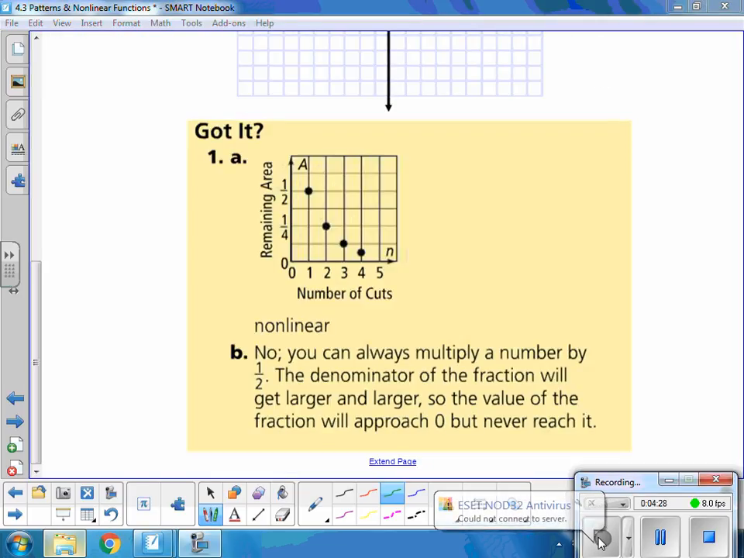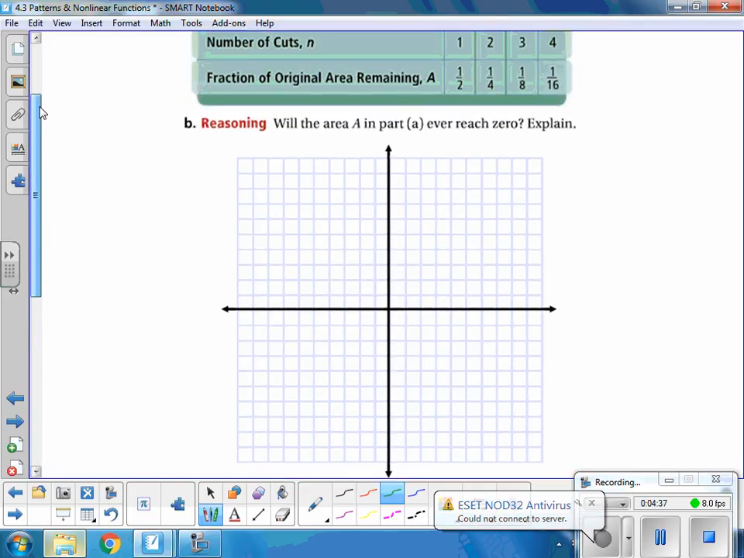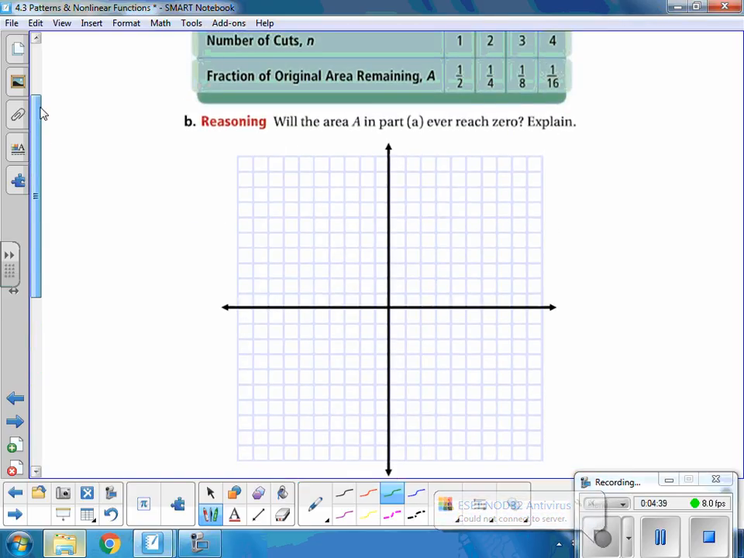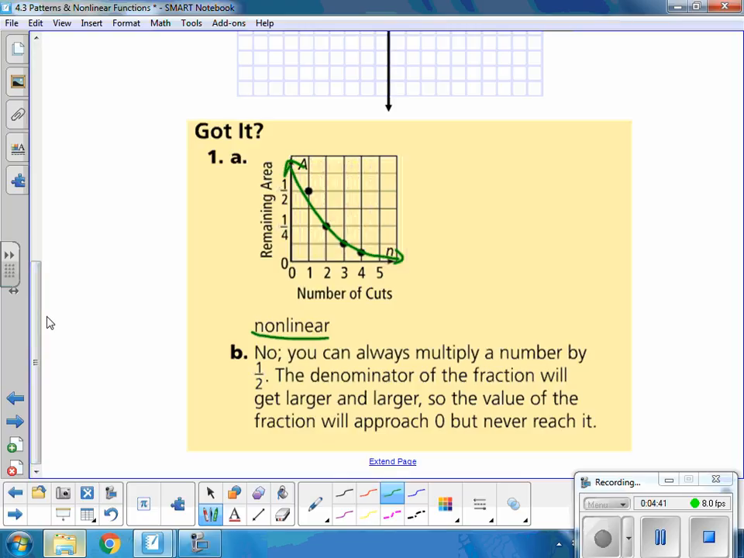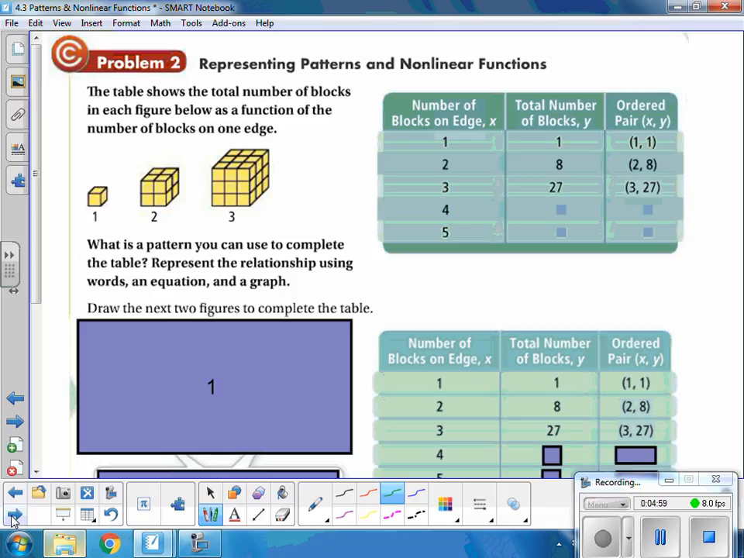All right, this is what we got. And it looks like it's this nice curving relationship going on here, and because it curves, it is not linear. And the question up here is asking me, will the area A in part ever reach zero? It will not reach zero. It can't reach zero. There'll never be a place where we don't have any cuts of pizza. We're just going to keep cutting it and cutting it, but it'll never reach zero. It does seem like it though when you first look at a graph, because most of the graphs we've seen do move until they get to zero, but not this one.